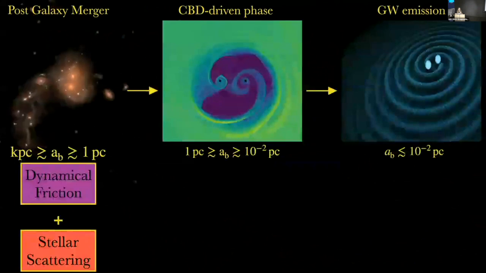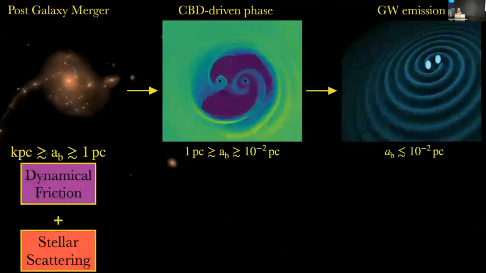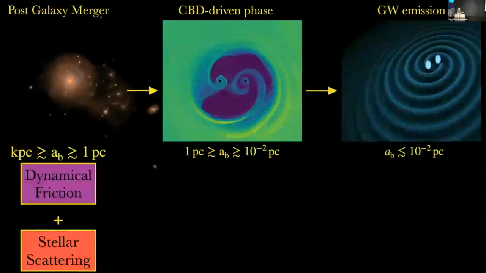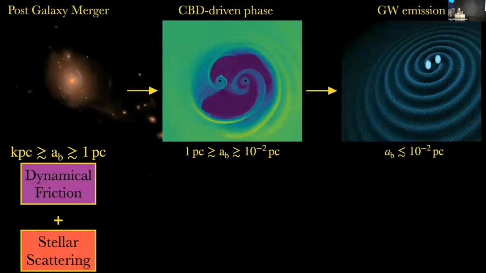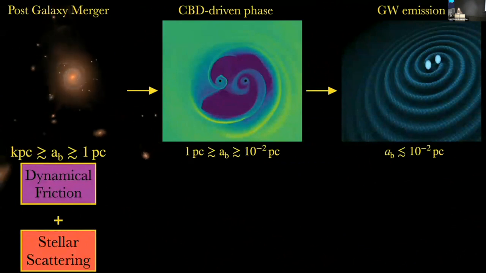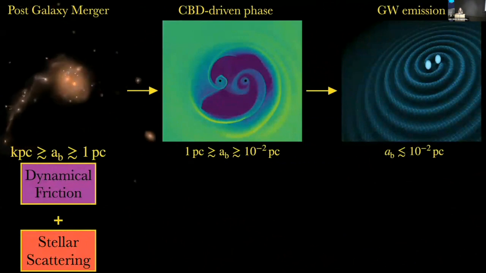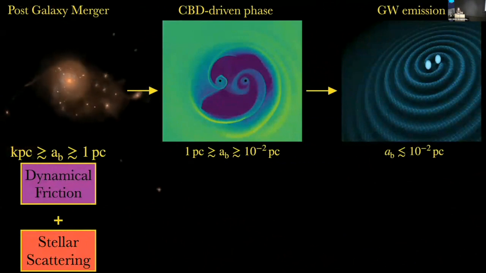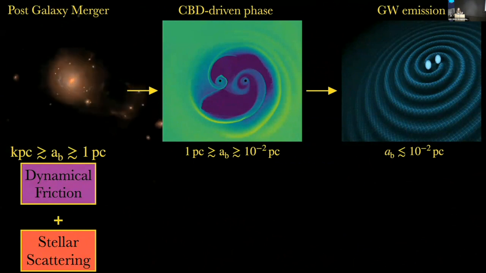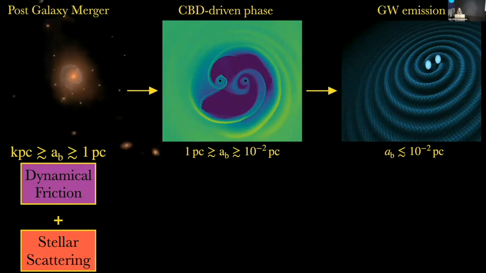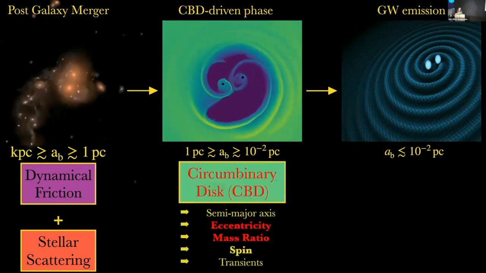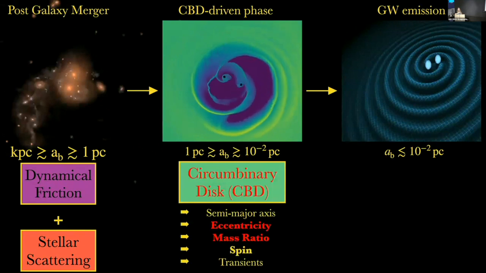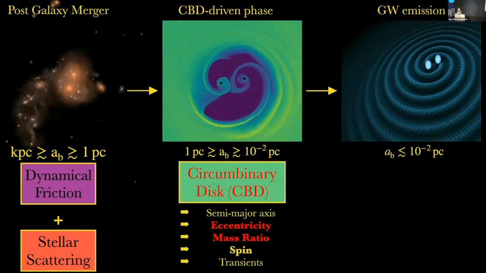What is less clear is the post-galaxy merger evolution. So we think that at these larger scales, when the two black holes are not yet bound, dynamical friction and stellar scattering act to bring both of these black holes towards the center of the newly merged galaxy. But then potentially, depending on whether you believe in the final parsec problem or not, those processes might become inefficient at parsec scales. And at those scales, it's also possible that a circumbinary disk forms around the binary system.